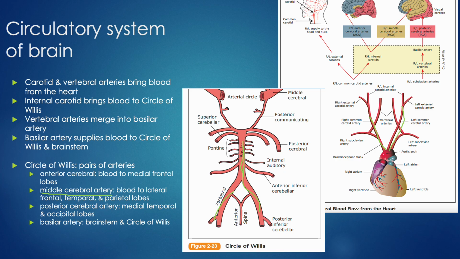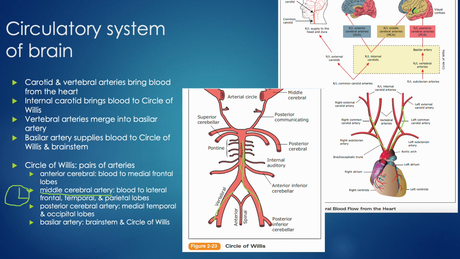That left middle cerebral artery feeds the lateral portions of the frontal, temporal, and parietal lobes. And so if they have a lesion right about here in the middle cerebral artery, can you see? Let me change colors so you can see it better.